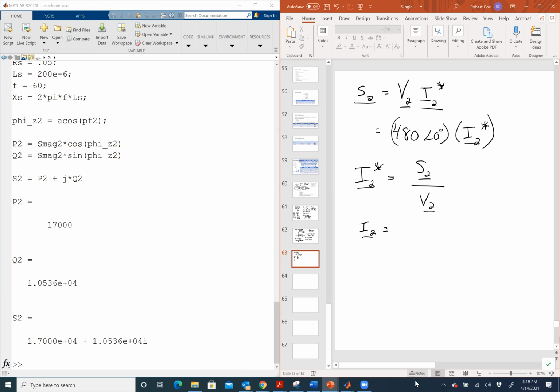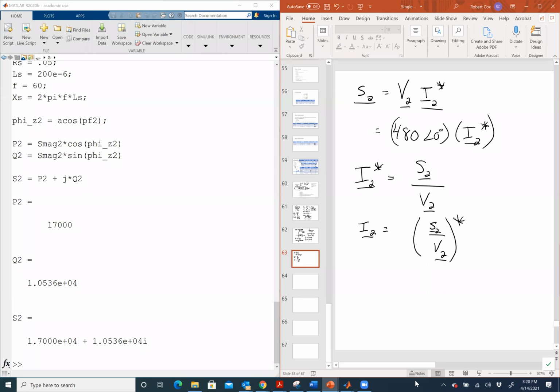Not the reciprocal. Oh, sorry, it's just the conjugate, right? I take the conjugate of both sides. So it would be S2 over V2 conjugate, like that. The conjugate of this side would be the conjugate of that side. So I could just do it that way.